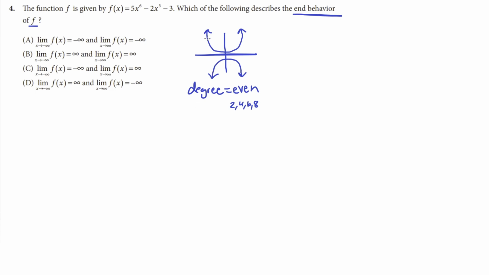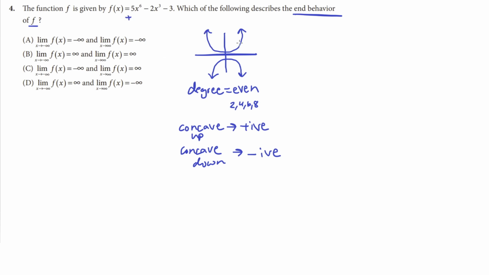Now, the graph of a polynomial whose highest degree is even is concave up when the leading coefficient here is positive. And then it's concave down when the leading coefficient is negative. So here, the coefficient of the highest degree term, the x to the sixth, is positive.